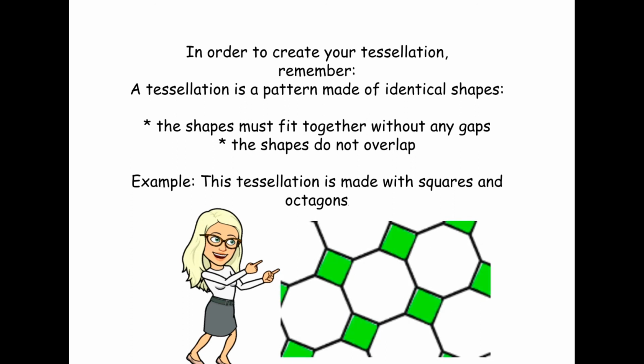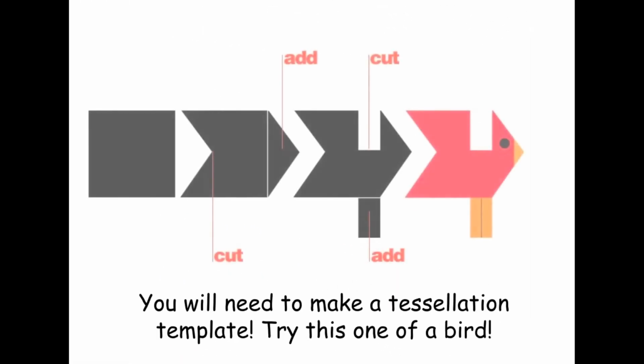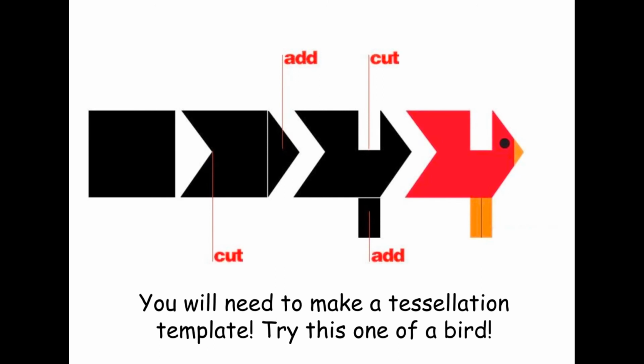This is an example of a tessellation that is made with squares and octagons. Use a piece of thin cardboard or a piece of paper to create a tessellation template. Try this one out. It has all the directions you need.